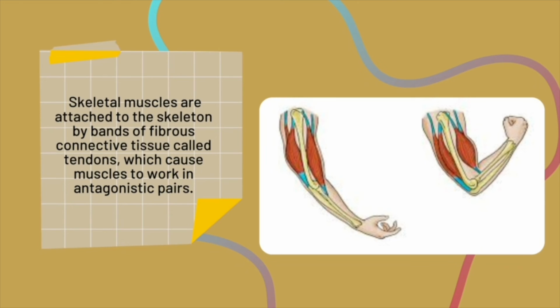Our hands are made up of upper arm and forearm bones. Both of these bones are joined at the elbow. The upper arm bone is covered with biceps muscles and triceps muscles. The forearm bones are connected to fibrous connective tissue, which is the tendon.